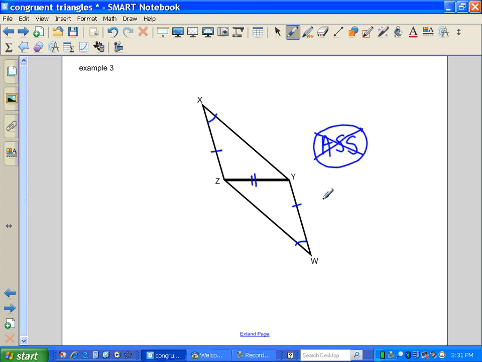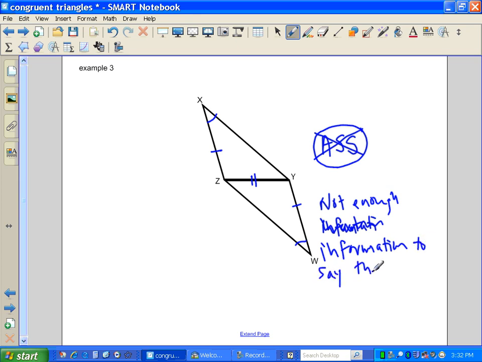So we would say not enough information. F-O-R, forgot an M. Oh man. Information, not enough information to say that the triangles are congruent.